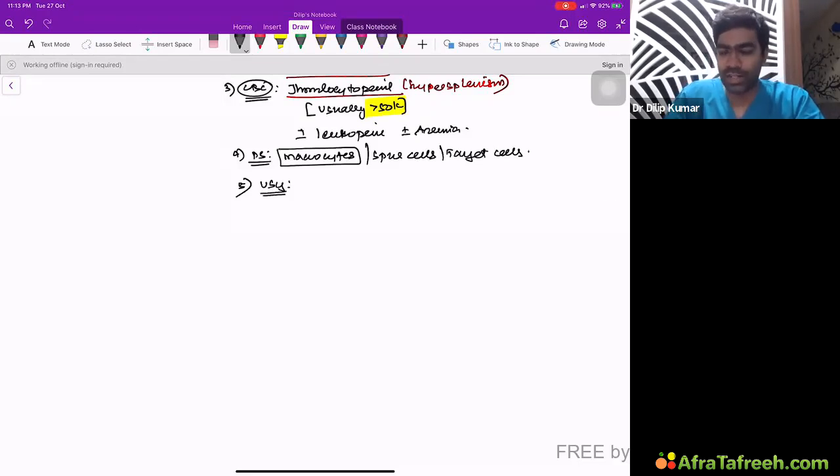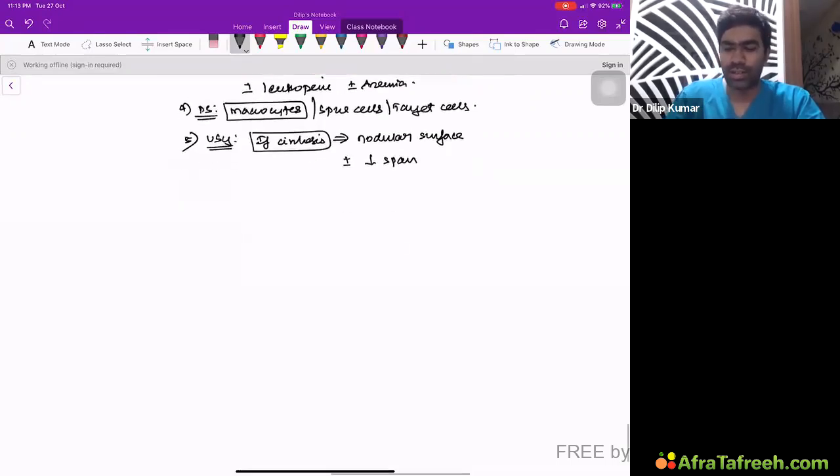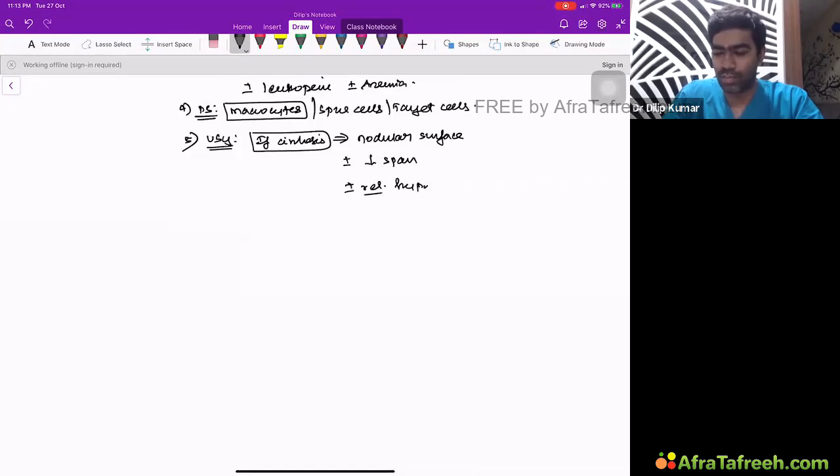Typically in ultrasound, if the patient has cirrhosis, you will have some specific findings. For example, you will see a nodular surface of the liver. Plus or minus, it is not always true, but you might see a reduced liver span. The size of the overall liver will be reduced. And plus or minus, you can see relative hypertrophy of the caudate lobe, and at the same time atrophy of the right lobe.